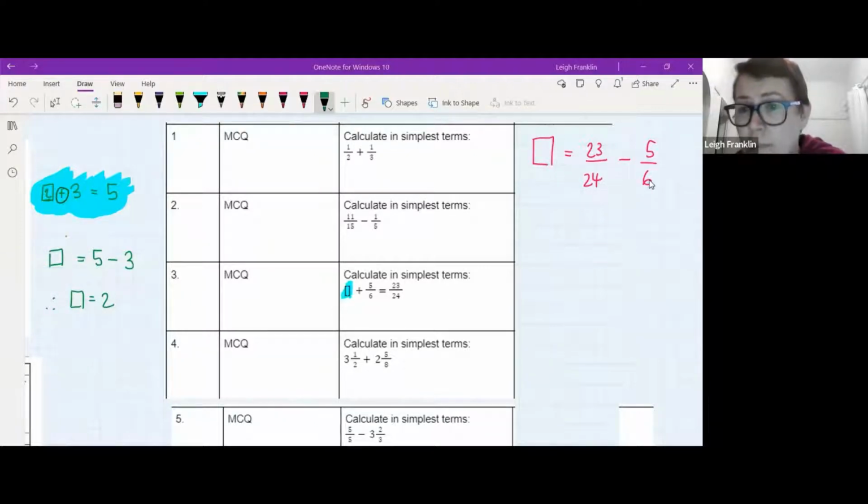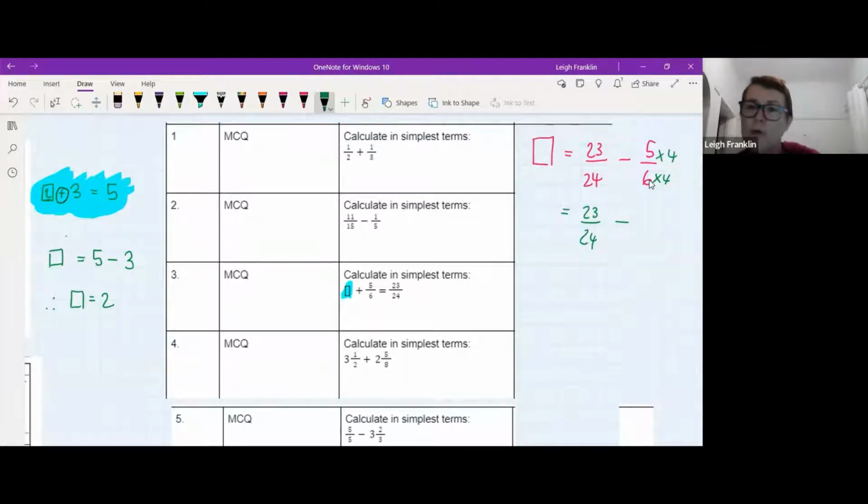That's it. You're going to put times 4. Okay, so which one am I timesing by 4? The 24 or the 6? The 6. Lovely. There we go. Nice work.